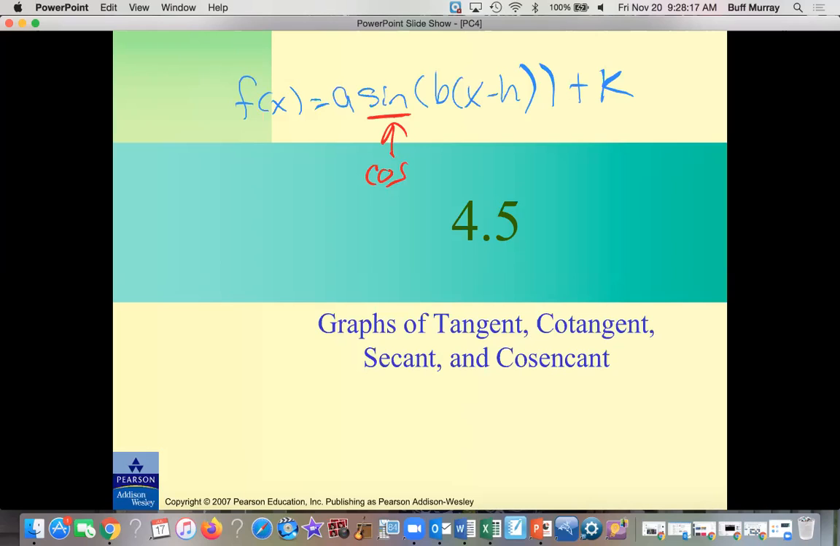A is the amplitude, that's a vertical stretch or compression. B is a horizontal stretch or compression, that changes the period. Period gets longer, it's a horizontal stretch. Period gets smaller, it's a horizontal compression. H, we said, was a phase shift. It's going to move things left or right. And K is a vertical shift. That's going to move the entire graph up or down. So I just wanted to highlight those ideas before we get started here.